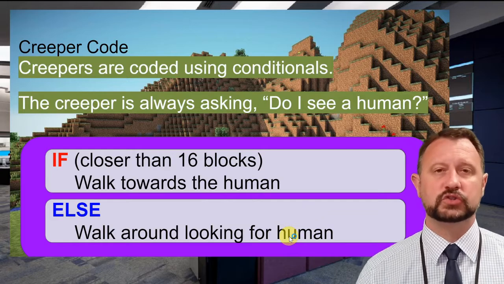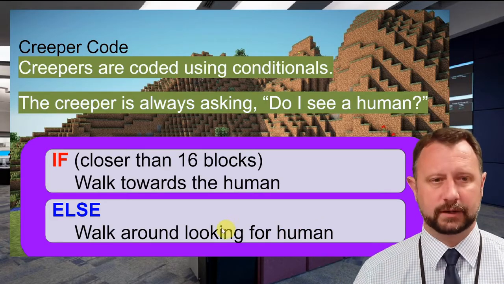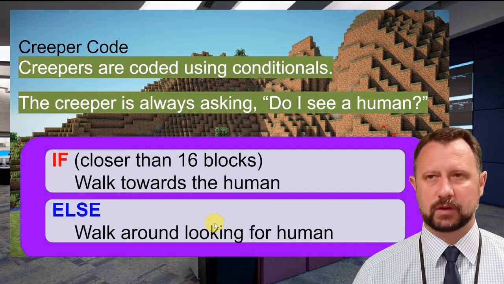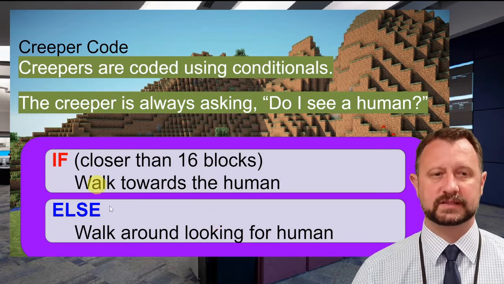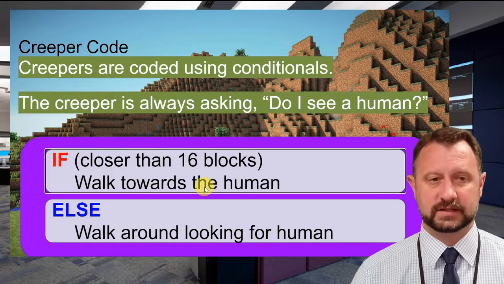This code runs all the time for every creeper that's ever spawned in Minecraft. Am I within 16 blocks? Am I within 16 blocks? Am I within 16 blocks? If I am, I'm going to walk towards that human. That's how this game starts to get played.